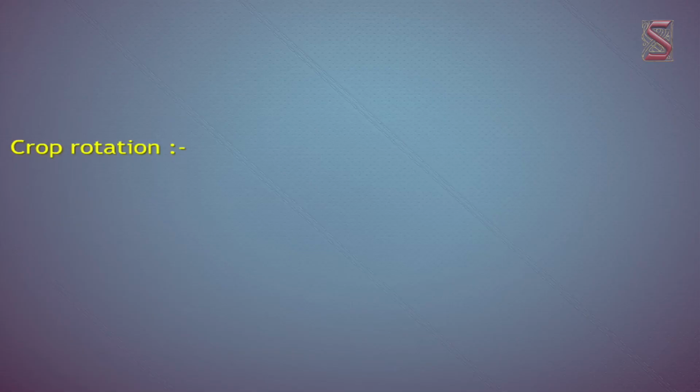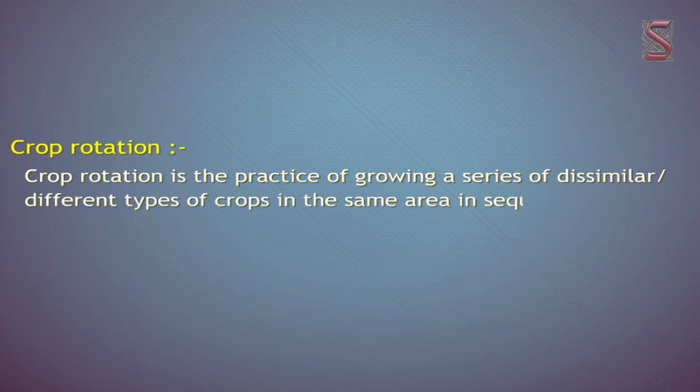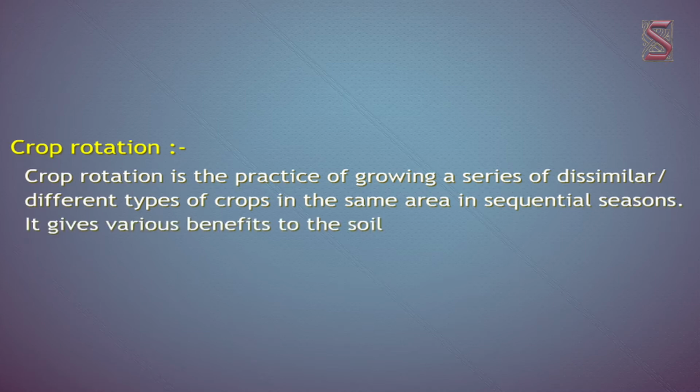Another method is adopting alternating crop or crop rotation. Crop rotation is the practice of growing a series of dissimilar, different types of crops in the same area in sequential seasons. It gives various benefits to the soil.